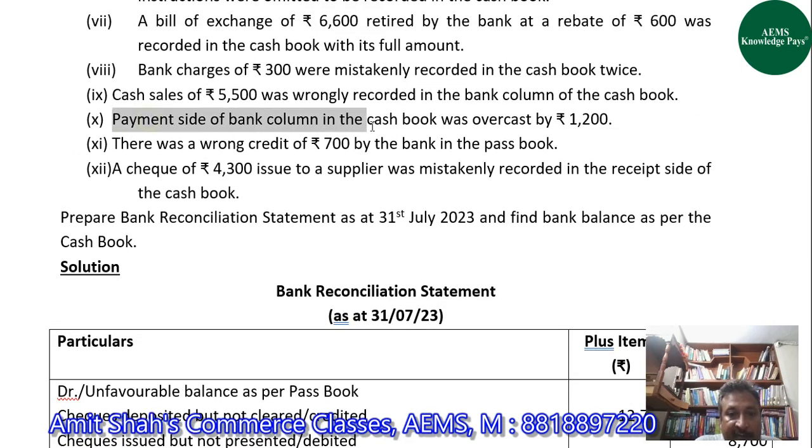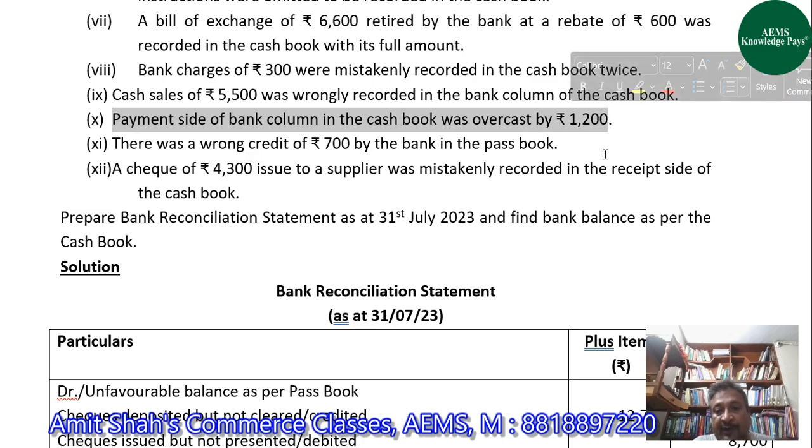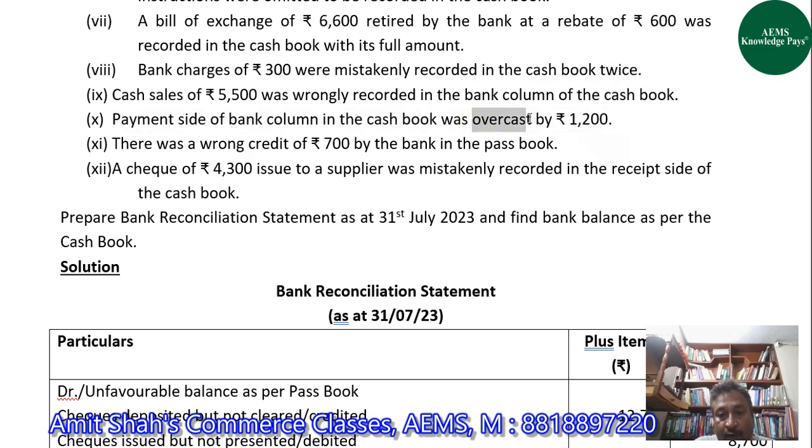Then, guys, the payment side of the bank column in the cash book was overcast by rupees 1200. Overcasting means over totaling. Undercast means under totaling. So, suppose the actual total is 5000, but if I calculate this as 6000, it means I overcast it by rupees 1000. I repeat, if the actual total is 5000, but mistakenly I totaled it as rupees 6000, it means I overcast it by rupees 1000. Now, in the payment side, the bank column was overcast by rupees 1200.